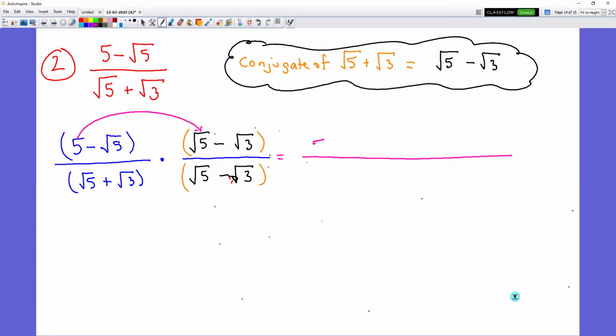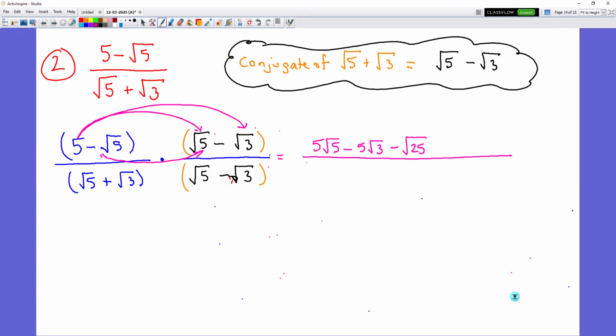So 5 times square root of 5 is 5 square root of 5. Then we got 5 times negative square root of 3. So that's going to be basically negative 5 square root of 3. Okay, now we're going to do the inside. So we got the square root of 5 times the square root of 5, but it's negative. So it's going to be negative the square root of 25, because 5 times 5 is 25.